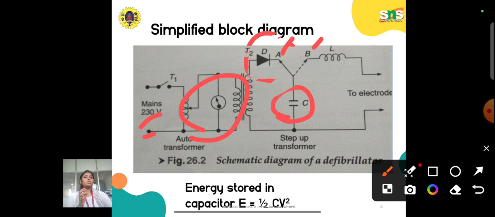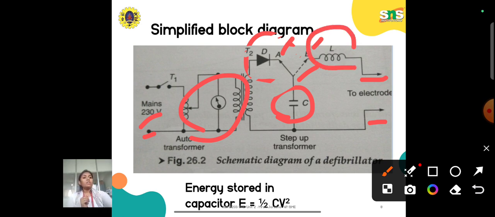When we have to discharge, when we are giving the shock to the patient, at that moment the capacitor point will get connected to point B. The connection to A will get disconnected, and it will get connected to B. Through point B, whatever value is stored in the capacitor slowly gets discharged, and by means of the electrode it is transferred to the patient. That could be the chest or heart, whether it is direct type or indirect type.